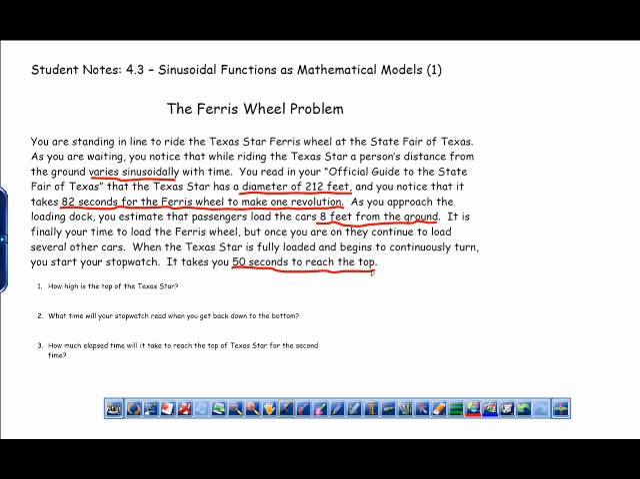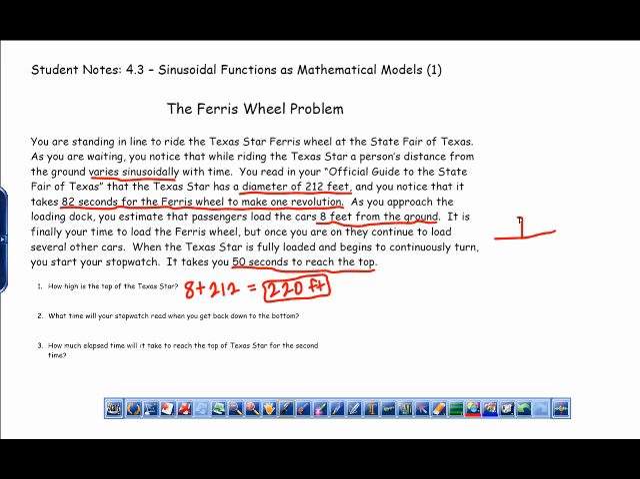Okay, so problem number 1 says, how high is the top of the Texas Star? Well, if you load at 8 feet and the diameter of the wheel is 212, then the very top should be the sum of these, 220 feet. And this information is going to be helpful to us when we actually write the equation and draw the graph. Okay, problem number 2 says, what time will your stopwatch read when you get back down to the bottom?